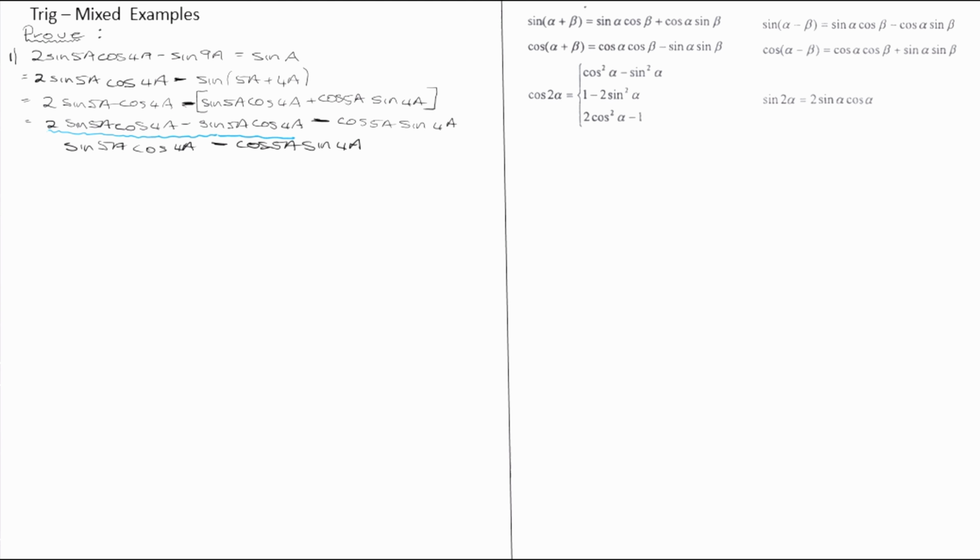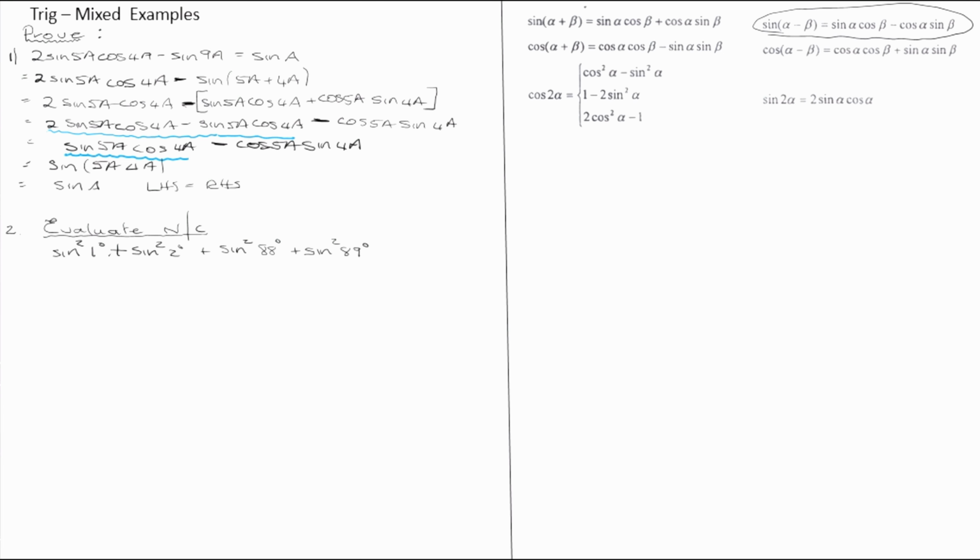Right, so this is reduced down to that, and then we have got the pattern. Sine 5a cos 4a minus cos 5a sine 4a is this pattern over here, and that is sine 5a minus 4a, and that is sine a, which means that the left hand side balances with the right hand side. So that's an identity.